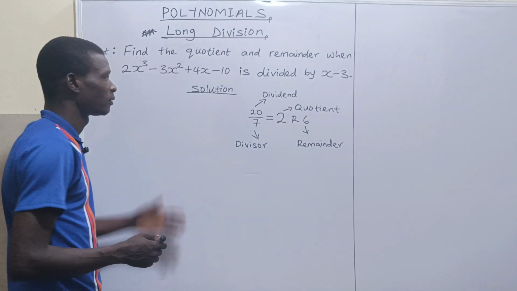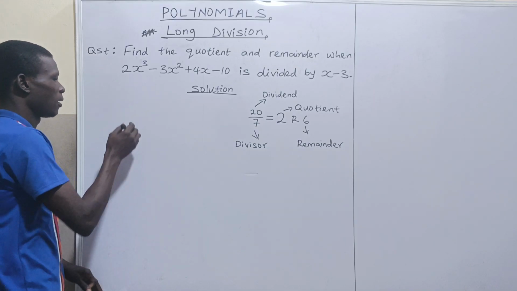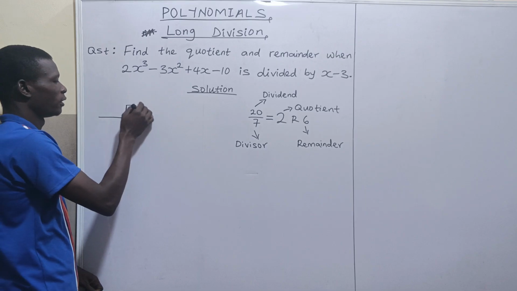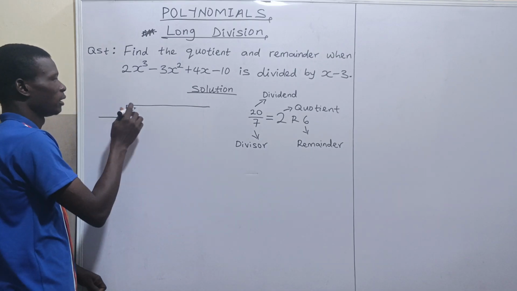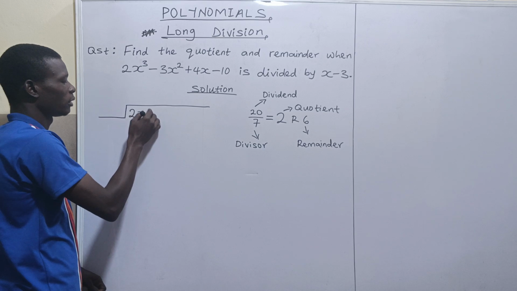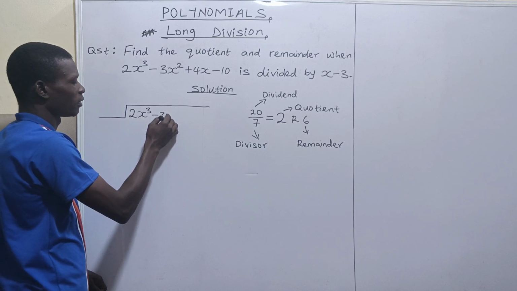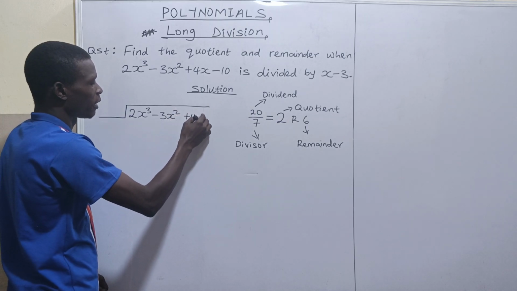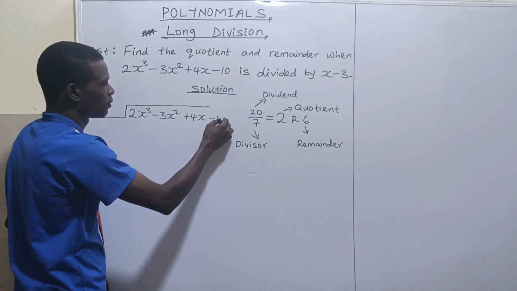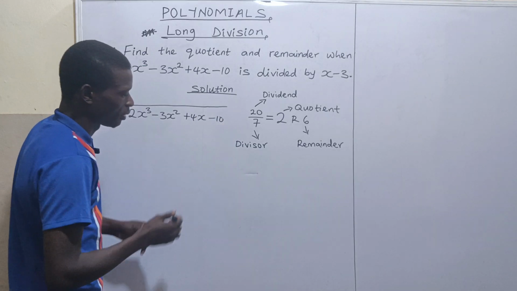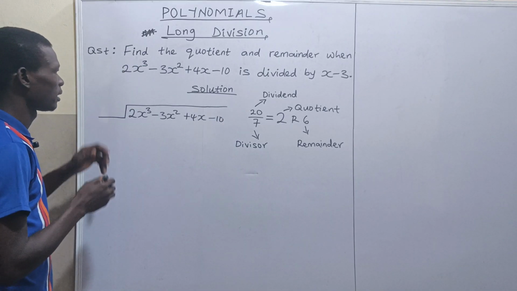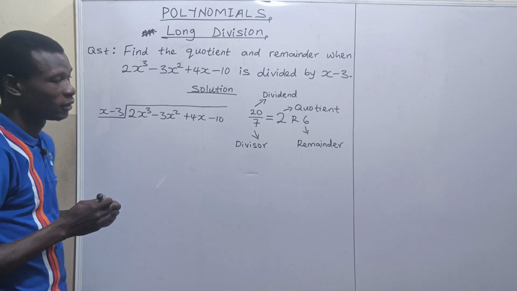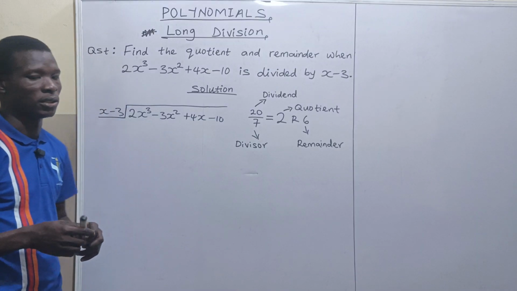So the next thing now is to set up our division symbol and move into our long division. In here, we'll be having 2x cubed minus 3x squared plus 4x and then minus 10. That is what we have. And outside here, we'll be having x minus 3. So we'll start our division properly.